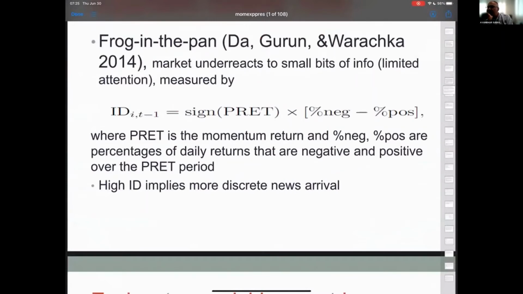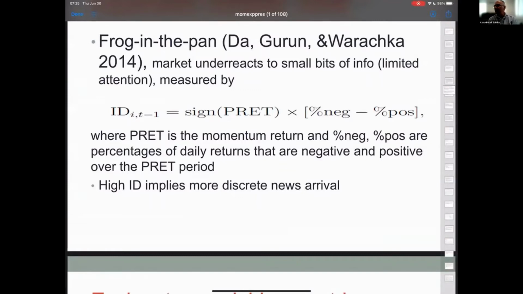The frog in the pan story, which essentially is the notion that the market underreacts to small bits of information, is measured by a variable by these authors, Da, Gurun, and Warachka, by a variable called ID. Let me explain to you what ID is. ID is the following variable.